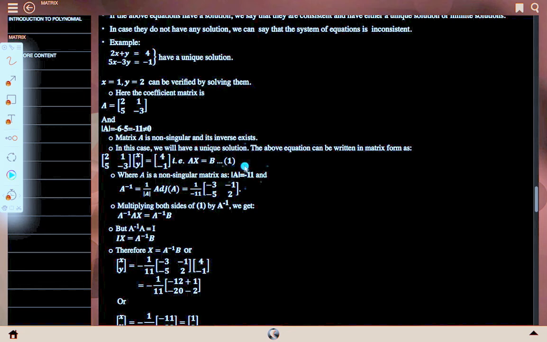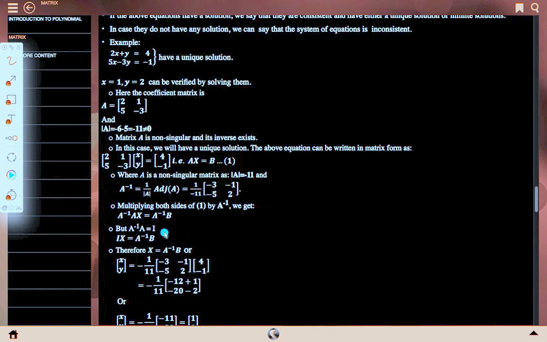Let it be 1. Where A is a non-singular matrix as determinant of A equals minus 11, and A inverse equals 1 upon determinant of A, adjoint of A, equals 1 upon minus 11 into minus 3, minus 1, minus 5, 2. Multiplying both sides of 1 by A inverse, we get A inverse into AX equals A inverse into B.